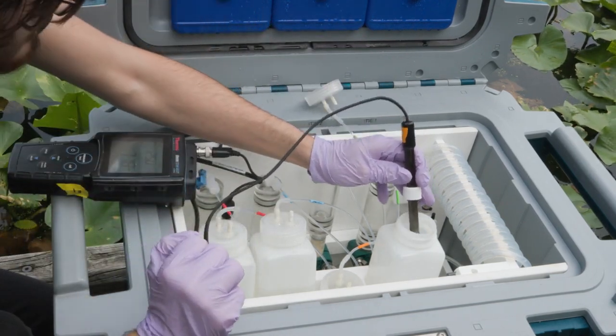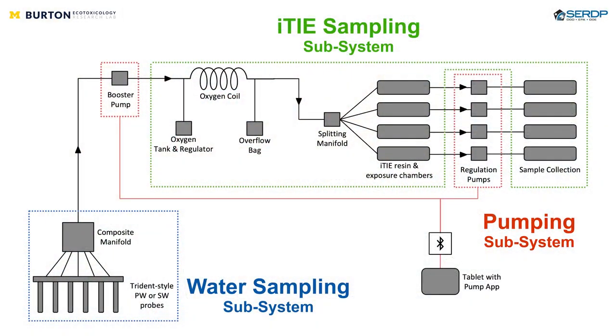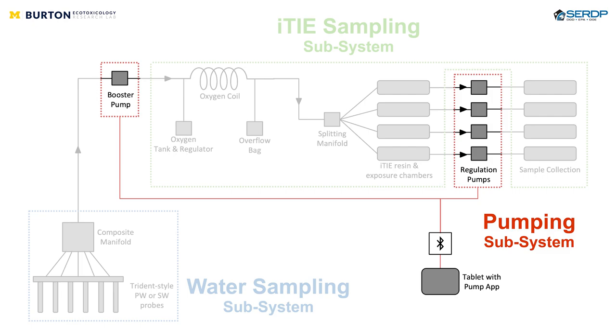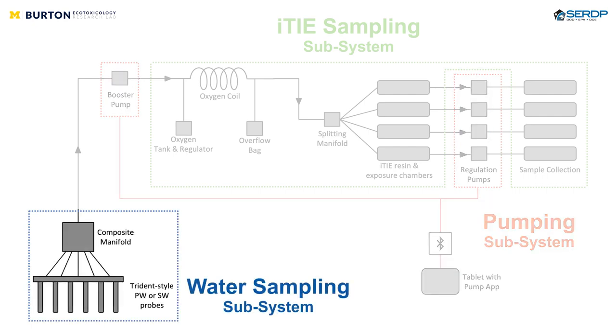from the US EPA. Let's take a look at a graphic illustrating the broader iTIE system and how each component is related. For simplicity, we have divided it into three subsystems: water collection, iTIE sampling, and pumping subsystems. We can start by looking at the pore water sampling subsystem.